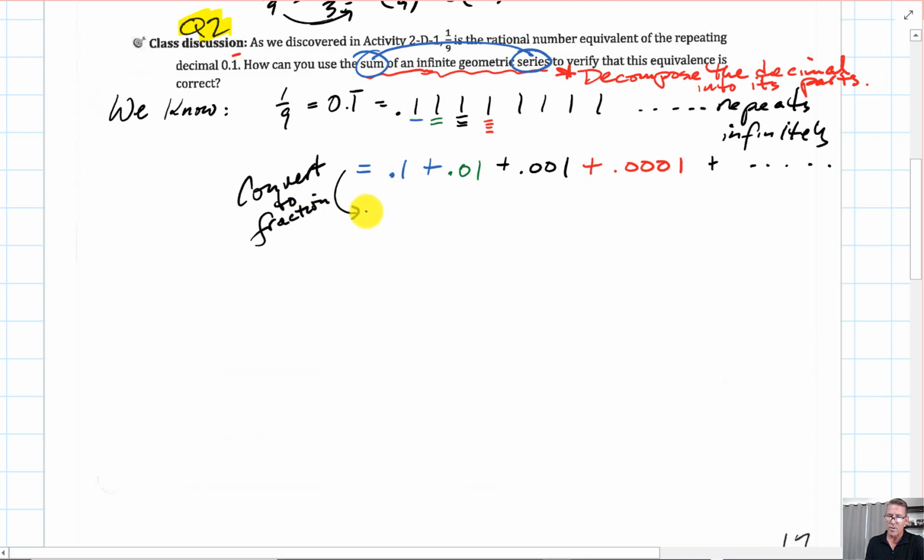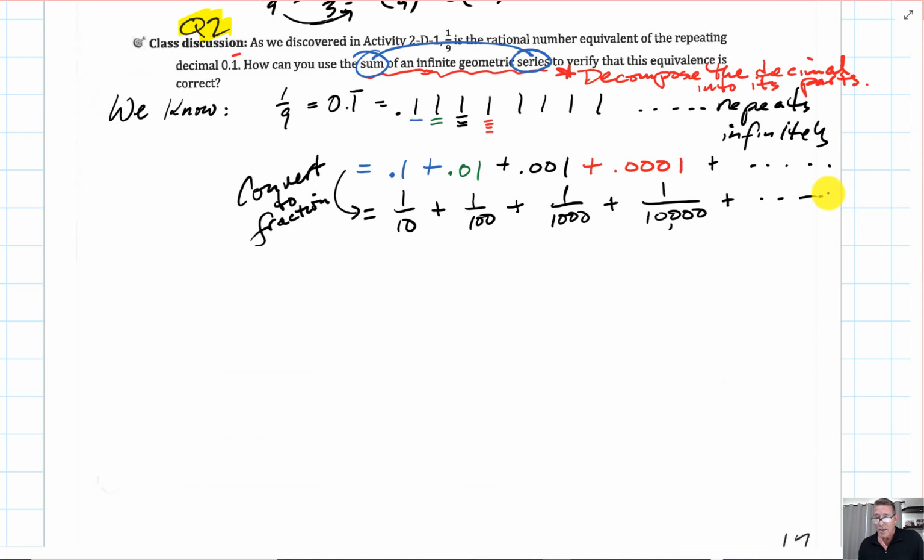Okay, so let's do that. So this is equivalent to 1/10 plus 1/100th plus 1/1000ths, plus 1/10,000ths, plus ... This continues. So I'm decomposing the decimal into its parts using what I know about place value. Okay, now this is an infinite geometric series right here.